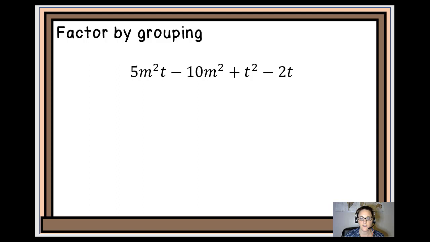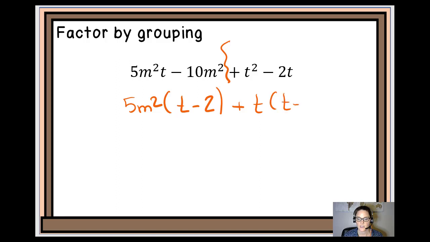Okay, let's take a look at our next example. So I'm going to see if I can leave the terms where they are. So I'm going to go ahead and split my equation down the middle and see what happens here. So the GCF here would be 5m squared, and then I would be left with t minus 2, plus, and over here I have a t, and then t minus 2. So actually we are in luck. We have a GCF of t minus 2. So t minus 2 times 5m squared plus t is the answer.